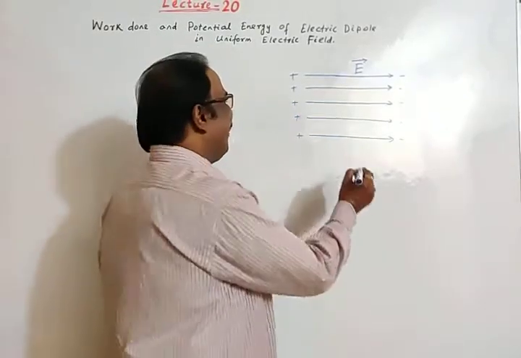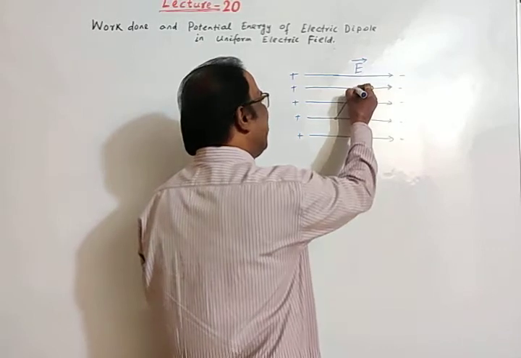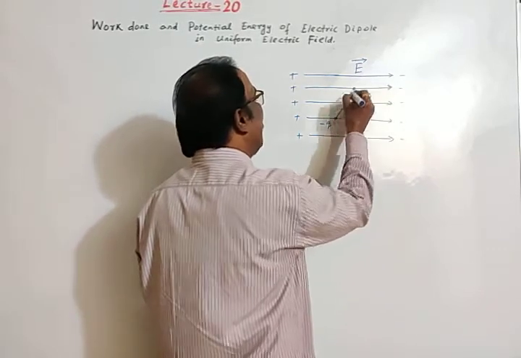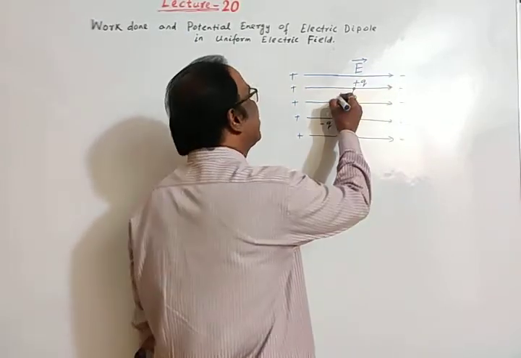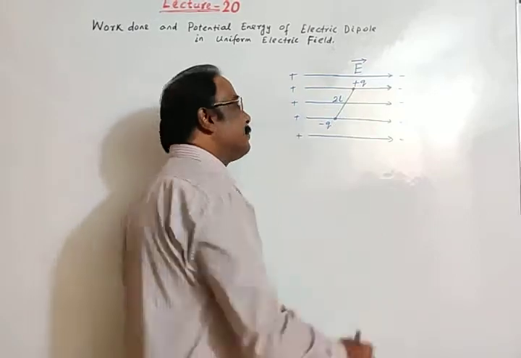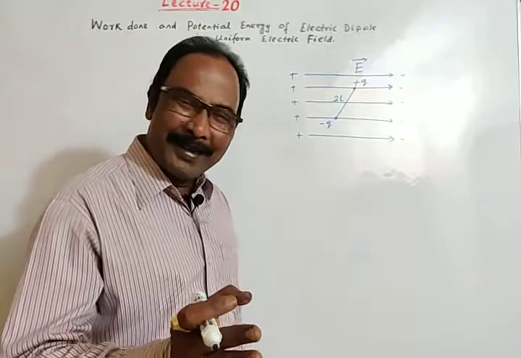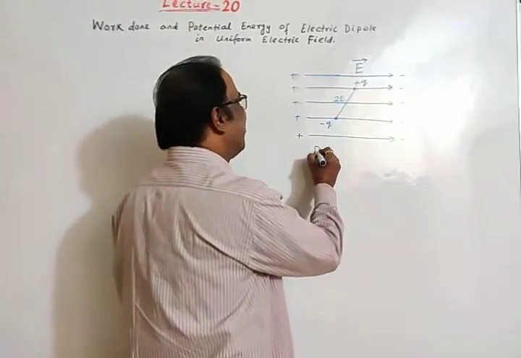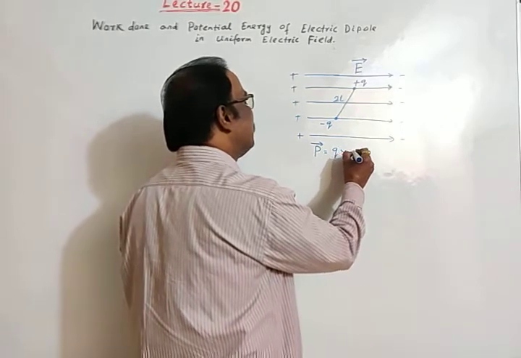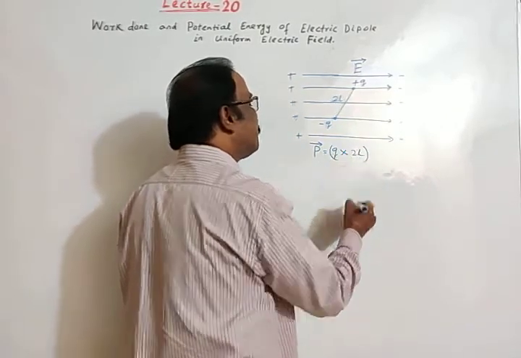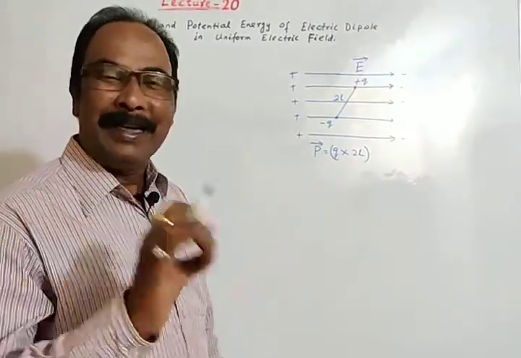Then about the electric dipole. This is an electric dipole which contains two equal and opposite charges, plus q and minus q, separated by a distance. We have taken the distance 2L. Again, we have discussed dipole moment P, which is a vector quantity and the product of the magnitude of one of the charges and the distance between the two equal and opposite charges.